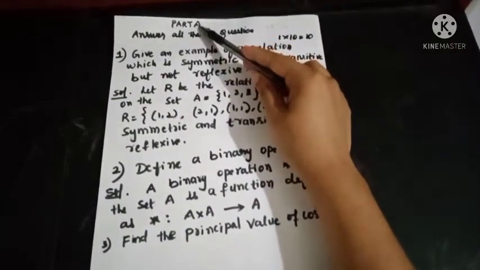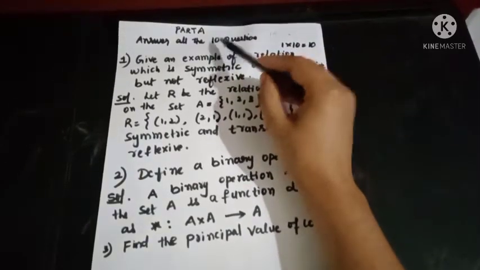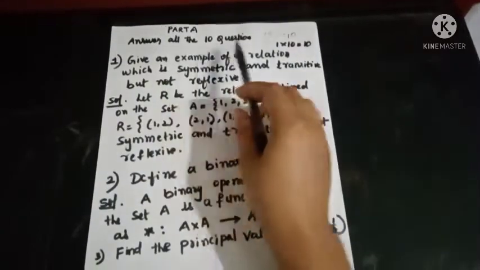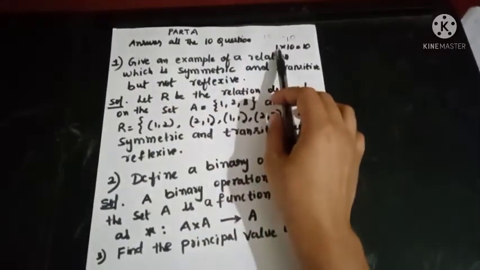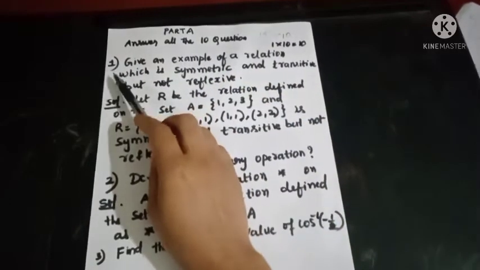So Part A will consist of 15 questions, out of which you need to answer only 10 questions. 15 questions and each carries 1 mark. So you need to answer 10 questions.